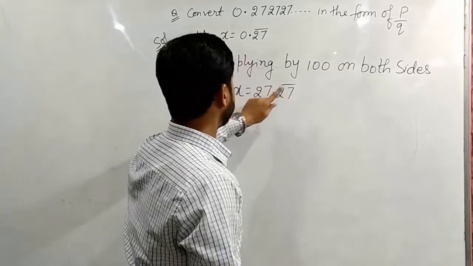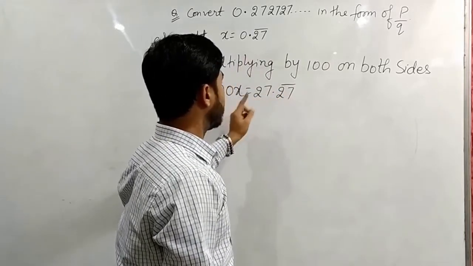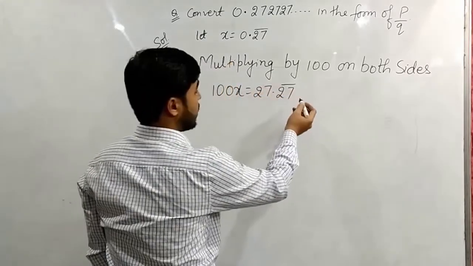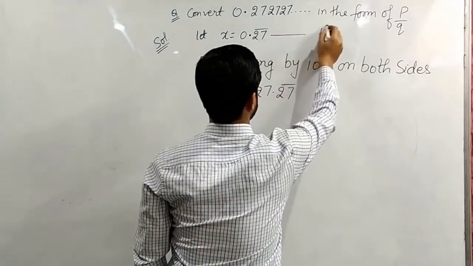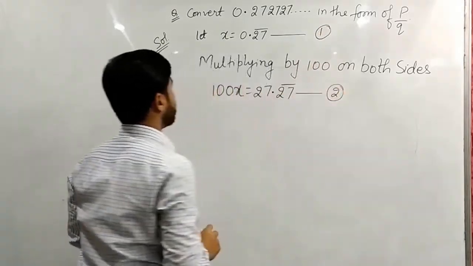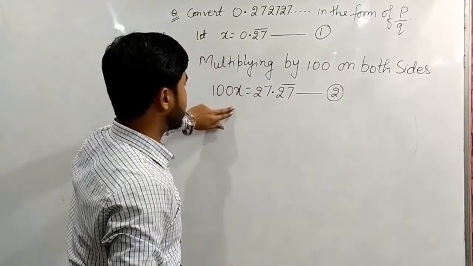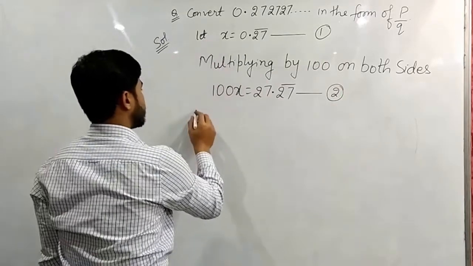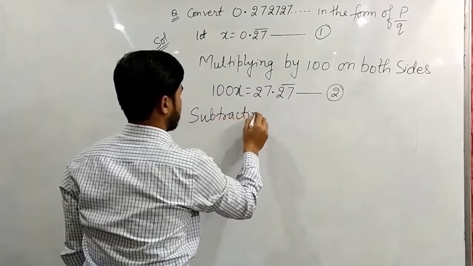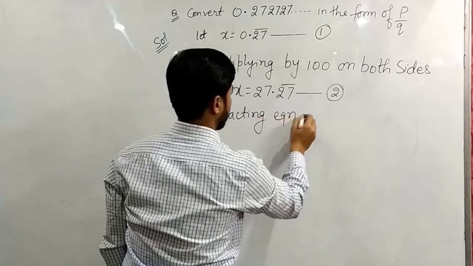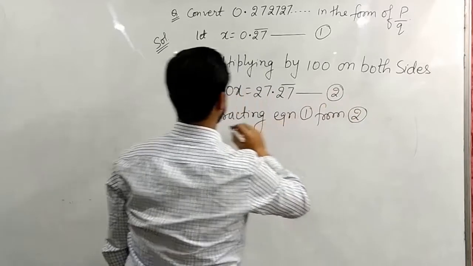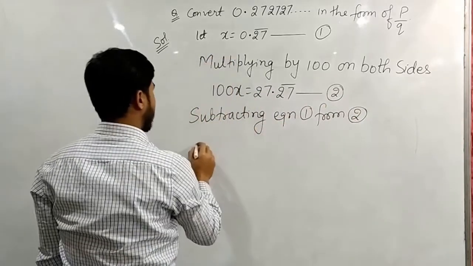If I'm shifting 27 to the left side, then again a stream of 27 will come here. Now as we did in the previous question, this is equation 1, this is equation 2. Now we'll subtract equation 1 from equation 2 again in order to solve the question. So subtracting equation 1 from 2 again.